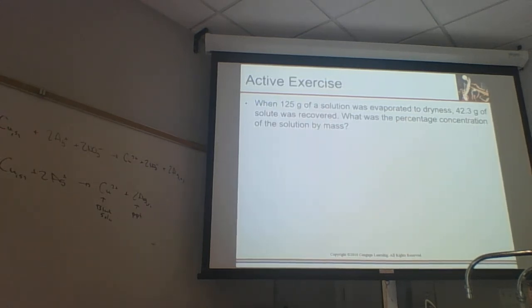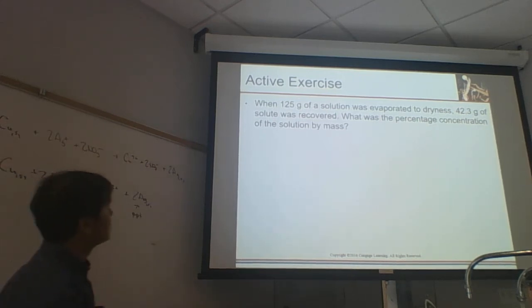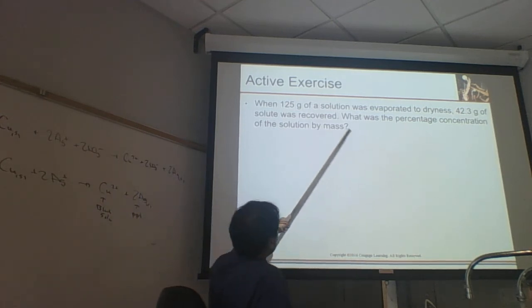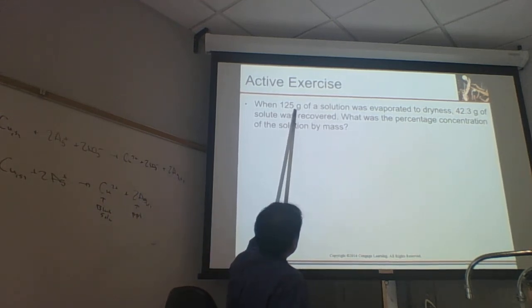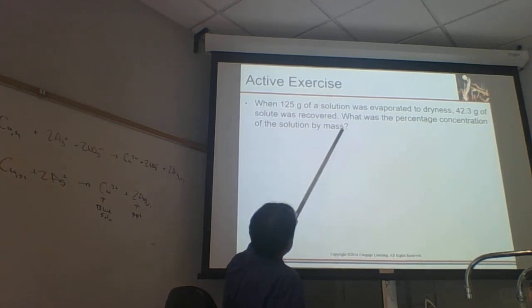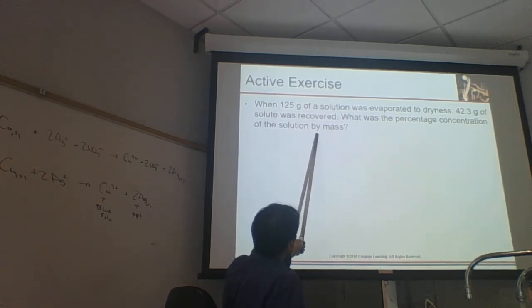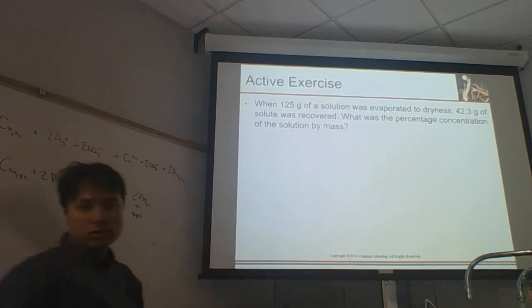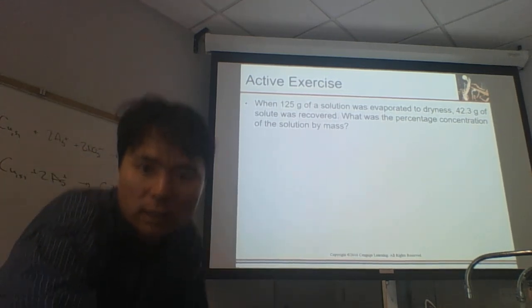So when 125 grams of a solution was evaporated to dryness, 42.3 grams of solute was recovered. And so there's 42.3 grams of solute per 125 grams total. What was the percentage concentration of solute by mass in this solution? Why don't you go ahead and try this calculation here just for a minute.